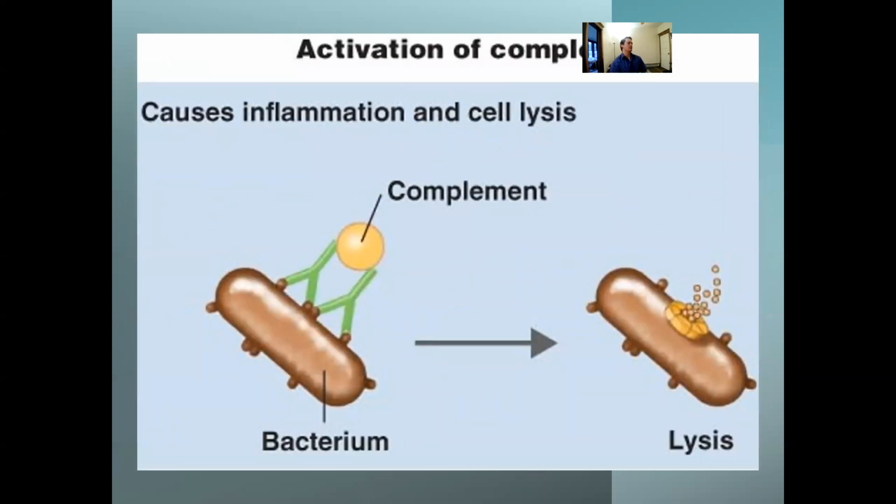So then obviously we'll need to talk about the activation of complement. So this will cause inflammation and cell lysis. And here you can see your bacteria and your molecules, and then your complement over there. So essentially here, your IgG or IgM antibodies may trigger the activation of the complement system.